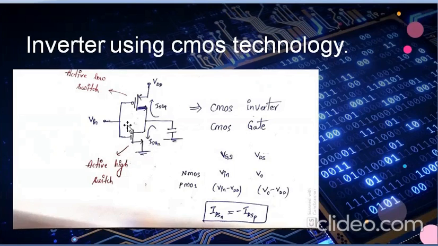Now let's see how we get an inverter using CMOS technology. Inverter means when we give an input, the output should be the inversion of the input. So let's say I have given the input as V in. Now my output will be V in bar. In this way, we implement the CMOS inverter. The NMOS will be turned on when V in is high, and the PMOS will be turned on when V in is 0.